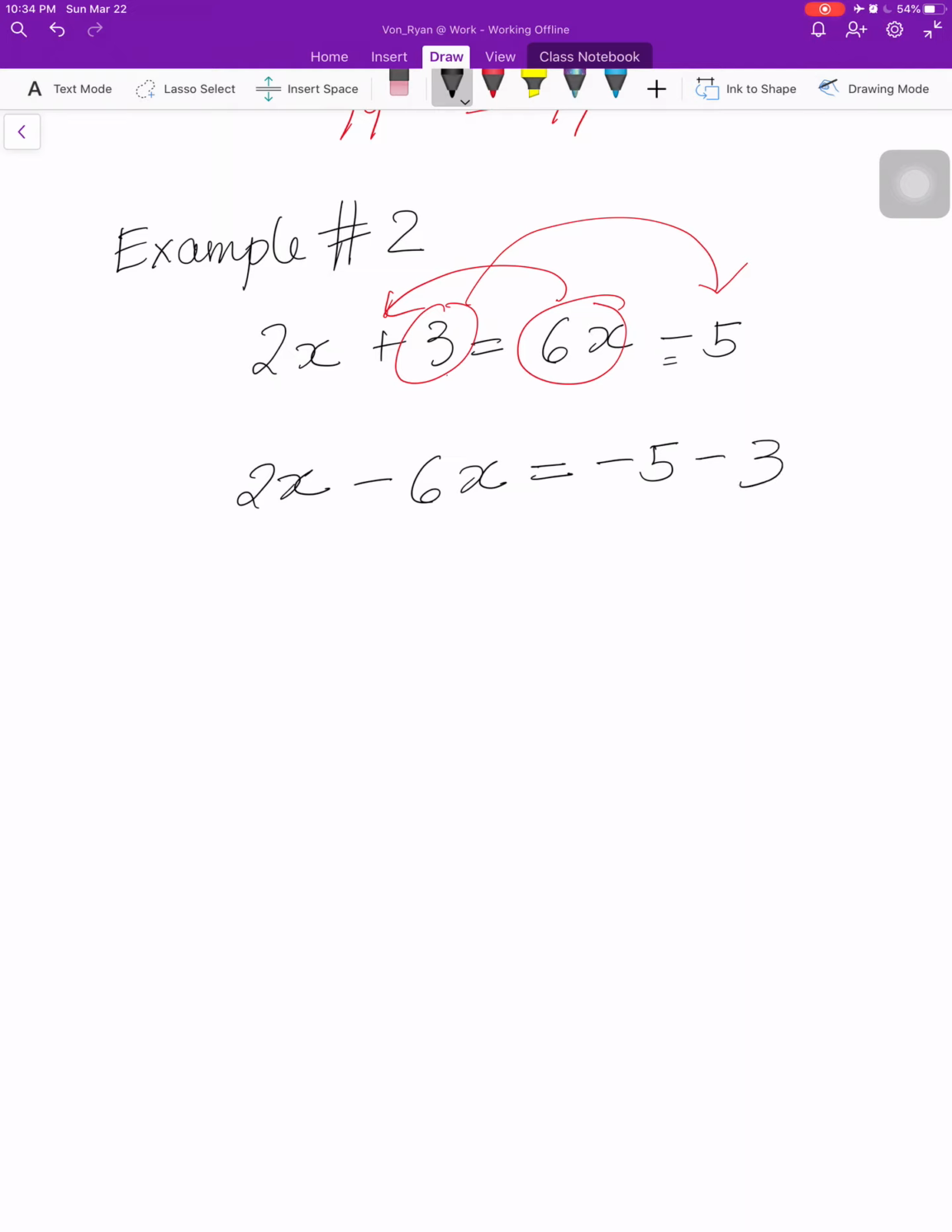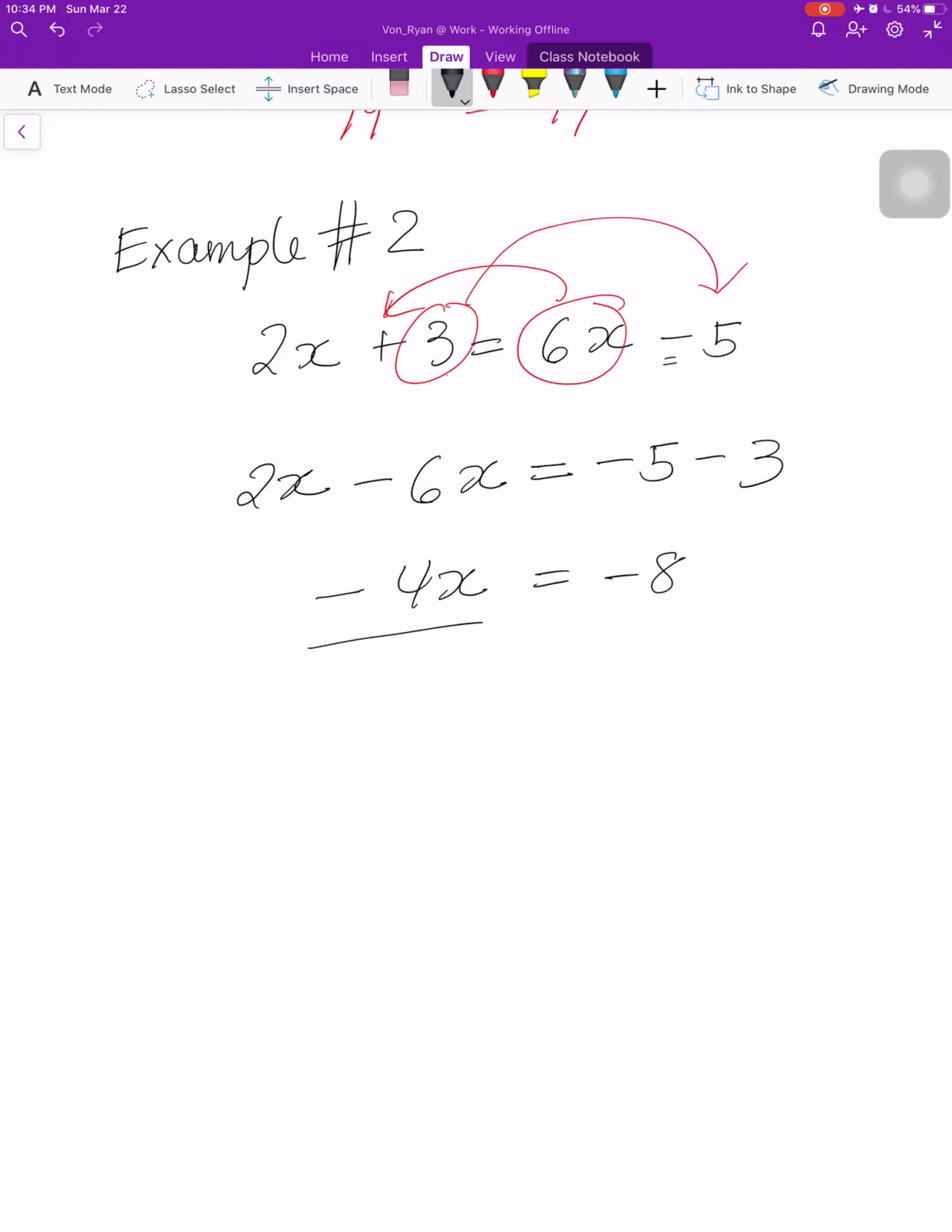And then we combine like terms. 2x minus 6x is negative 4x. And negative 5 minus 3 is negative 8. Okay, you don't need to do this manually. You can use a calculator. However, I would expect you to still remember how to add and subtract positive and negative numbers.